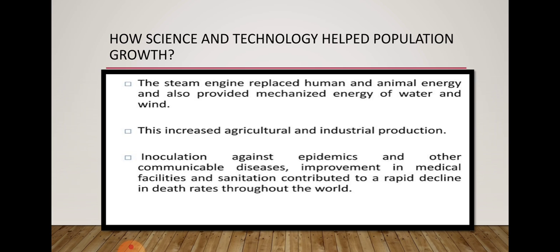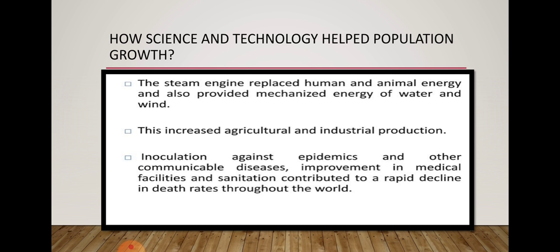When the steam engine replaced human and animal energy and provided mechanical energy, as well as the energy of water and wind, that was the first phase when the population started increasing. Due to this, there was an increase in agricultural and industrial production, and this increase in production helped increase the population also.